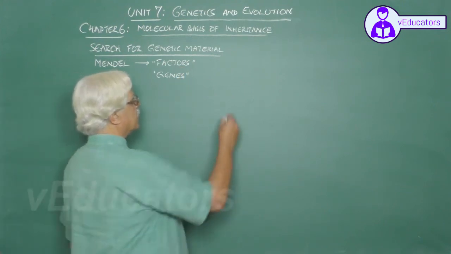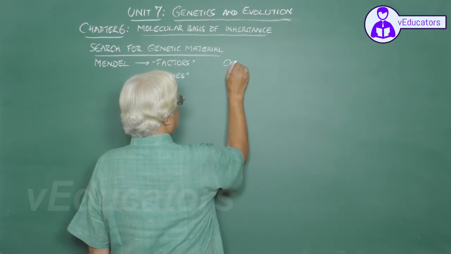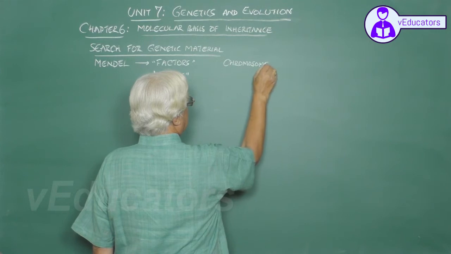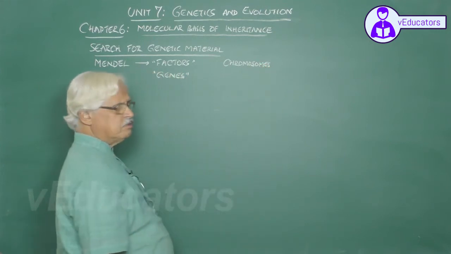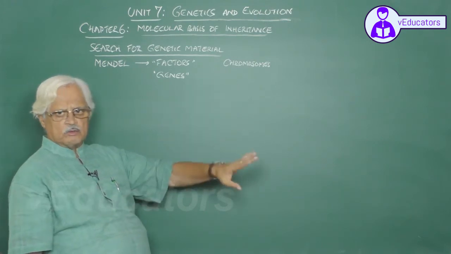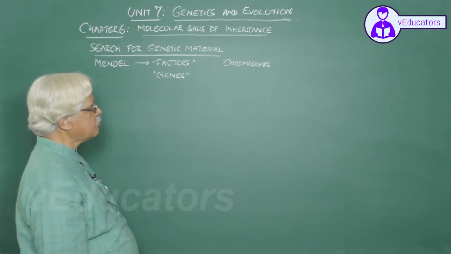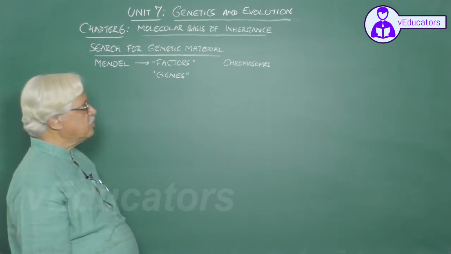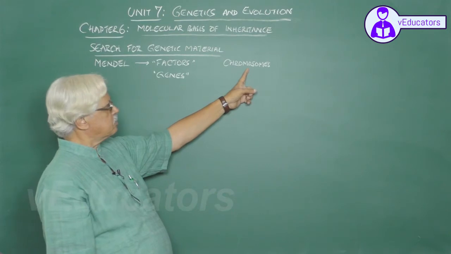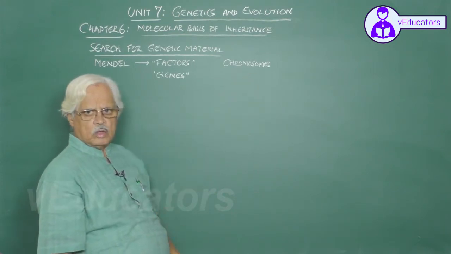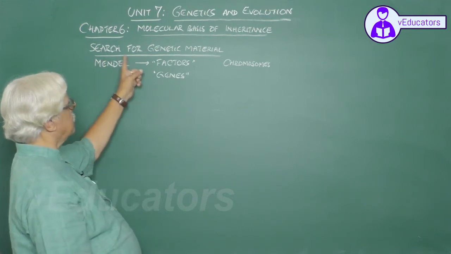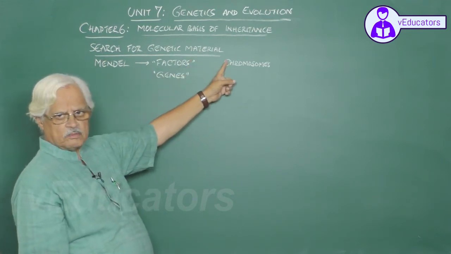But subsequently, chromosomes were discovered, and as we have discussed earlier, the chromosomal theory of inheritance was established. So, scientists started looking for some substance which may be present in the chromosomes that can function as the genetic material.